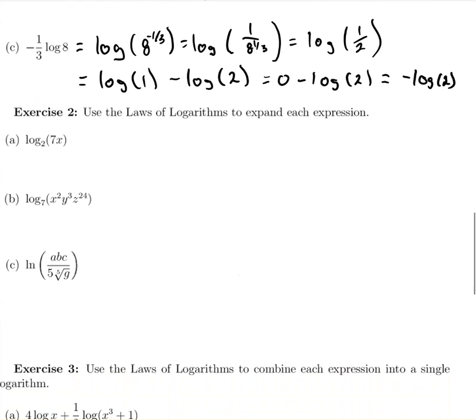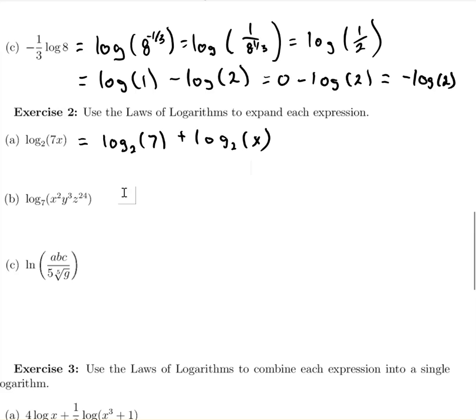So let's look at this. When I say expand, we mean break it up as big as possible. So instead of having a 7x inside, I can use that first law to write this as log base 2 of 7 plus log base 2 of x. And then there's not any laws I can use to break this up any further. So what I'd like you to do, try seeing if you can expand b on your own here, because there's a lot of multiplication and powers in here. So give it a shot.